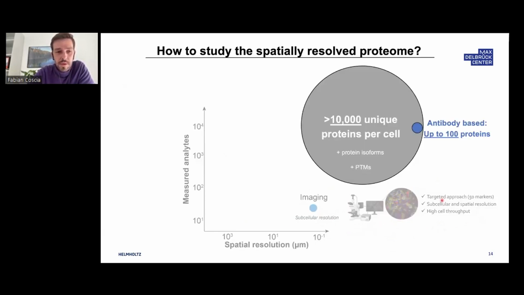This is quite important to highlight, because if we're really interested in addressing the whole proteome, ideally of a diseased cell or of a diseased tissue, we're rather talking here about maybe 10,000, 12,000 unique proteins being expressed at a given time, which is of course complemented also by protein isoforms and post-translational modifications. So it is a sheer complexity that we're really not able to capture using imaging-based approaches.